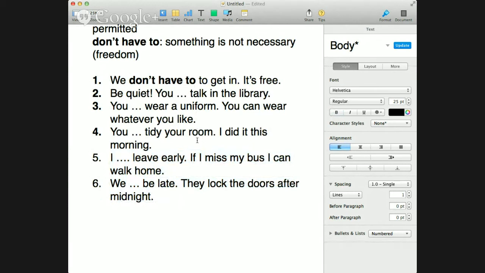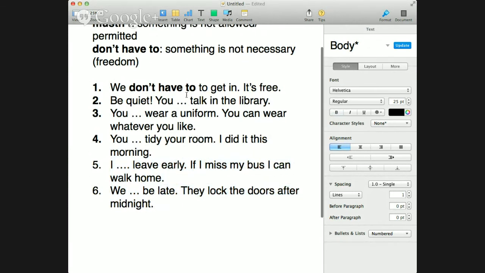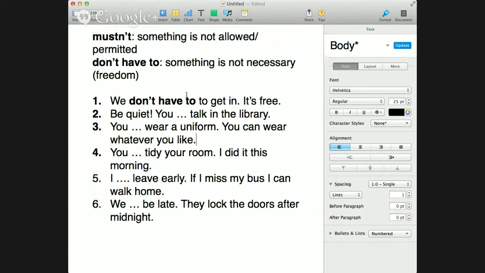Be quiet. You don't have to talk in the library. Oh, this one is mustn't, right? Because it's not really permitted. It's like going against the rules of the library to be noisy. So it should be mustn't because it's not allowed. It's not necessarily a rule that we're talking about. It could also be something that's generally not very well accepted by society, okay?